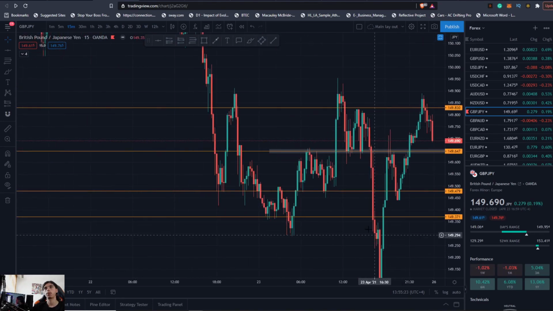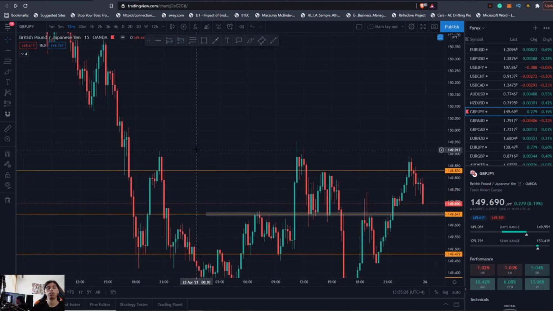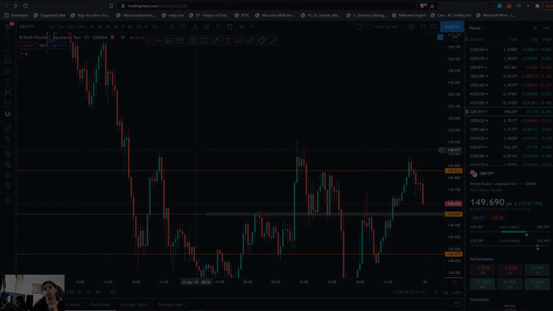So it's very important that you make sure you have a clean range to fill, you understand structure, you understand candles, and on top of that, you know where your support and resistance levels are. With that being said, take care, trade sharp, and until next time.